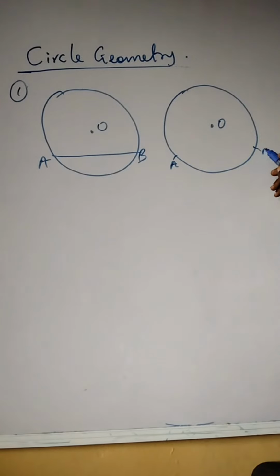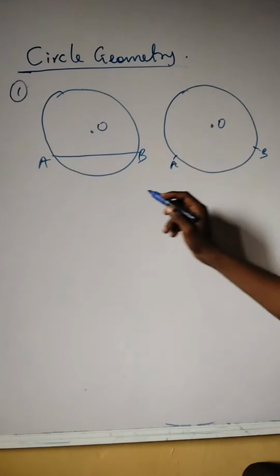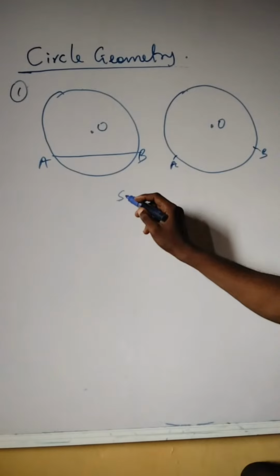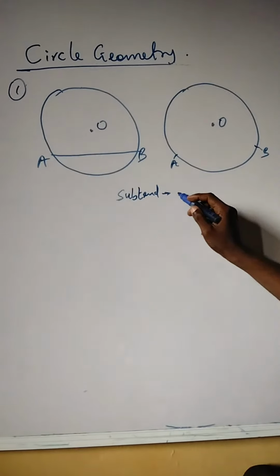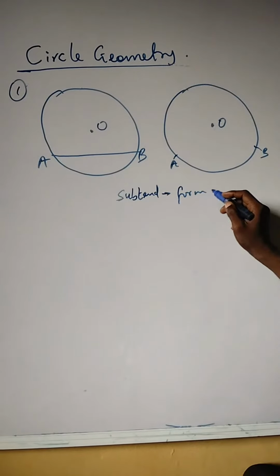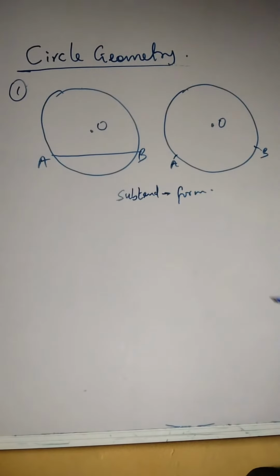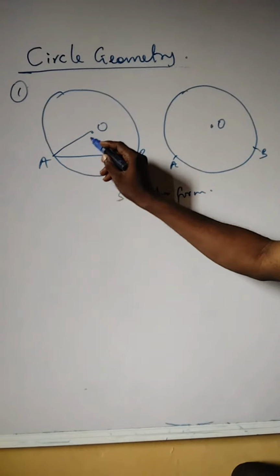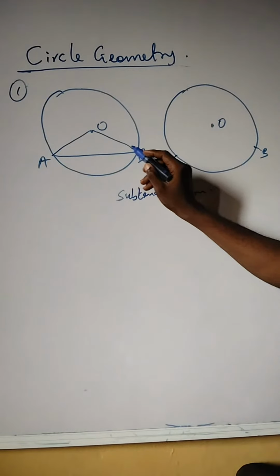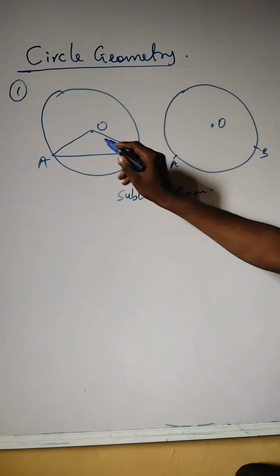So this chord or this arc subtends two angles at the center. By the word subtends here, it means form. So the word subtend is the same thing as the word form. So this chord forms an angle at the center. When we connect A to O and also B to O, we have two angles at the center here.